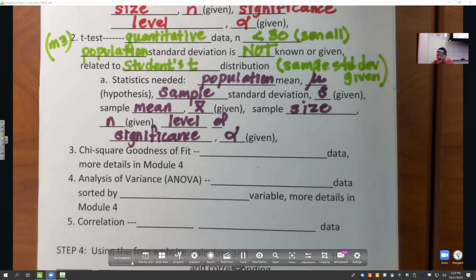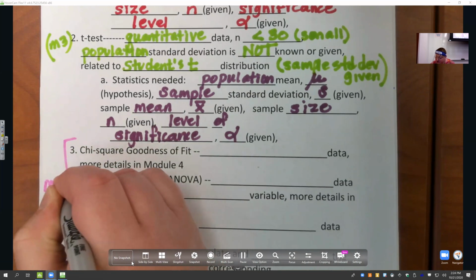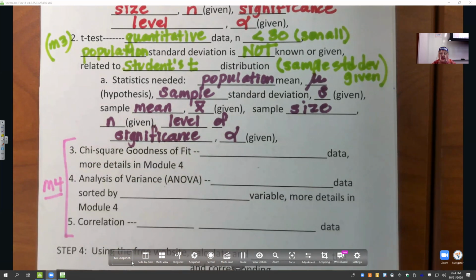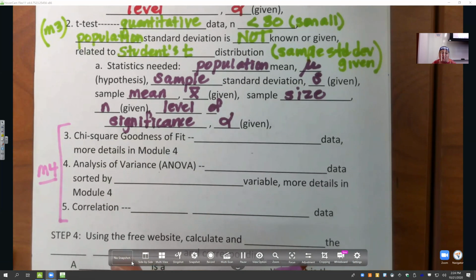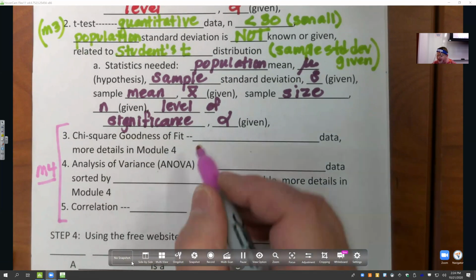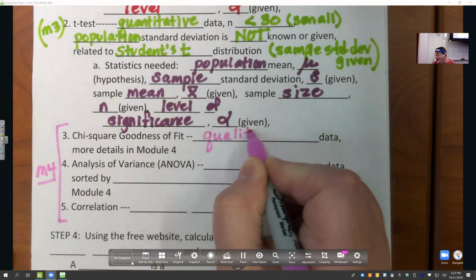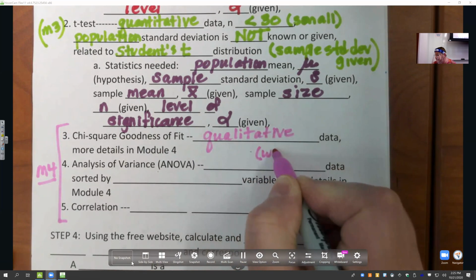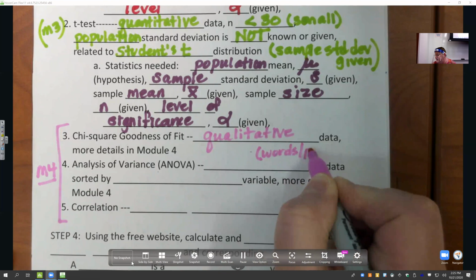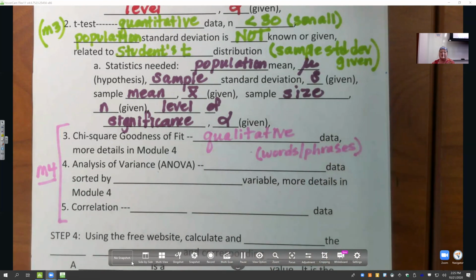Now, the other three that are listed here will be our focus in Module 4. But I want to give you just a little bit of a heads up. Chi-square goodness of fit is one of the few statistical analyses that you can do with qualitative data. So we'll revisit qualitative data and talk about chi-square goodness of fit.